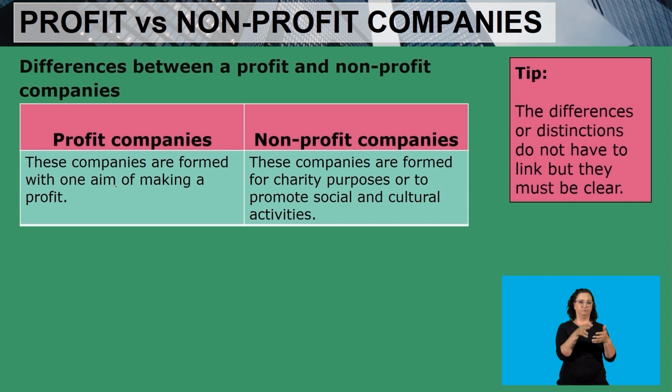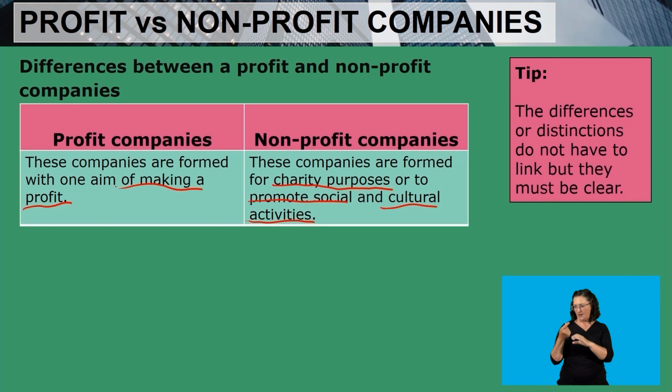Okay, we'll start with the profit companies. These companies are formed with one aim of making a profit, as the term says, profit companies. So basically, when these companies are formed, the main aim is to generate a profit for the company. Whereas non-profit companies are formed for charity purposes or to promote social and cultural activities. With non-profit companies, these companies are started not to generate profit, but to make sure that they are for charity purposes or making sure that they promote social or cultural events, maybe some sporting events, maybe trying to reduce some socio-economic issue that is there in the community.